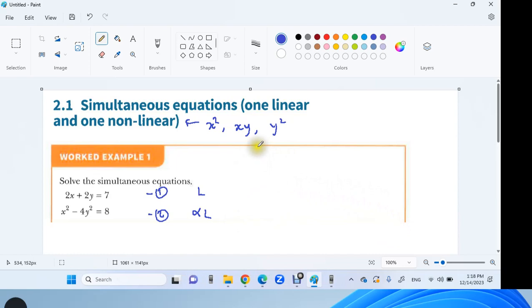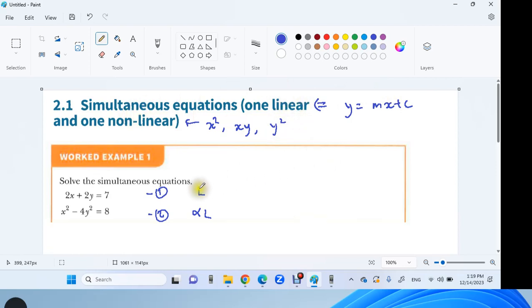So what is linear? Linear is y equal to mx plus c, something like that. That one is a linear equation. A linear equation has x only or y only. They don't have x y, x squared, y squared. So x squared, xy, y squared is non-linear, and this is linear. So we are substituting the linear into the non-linear.